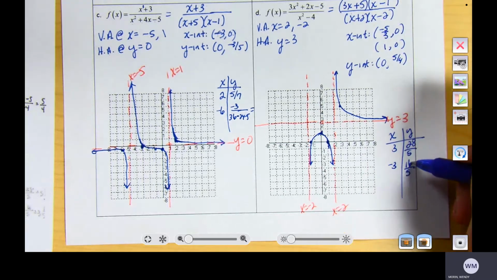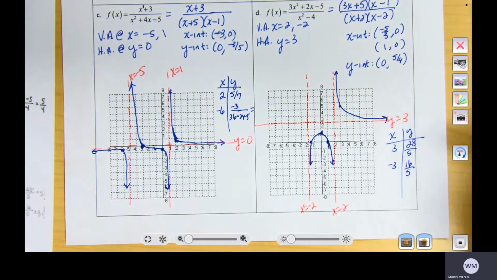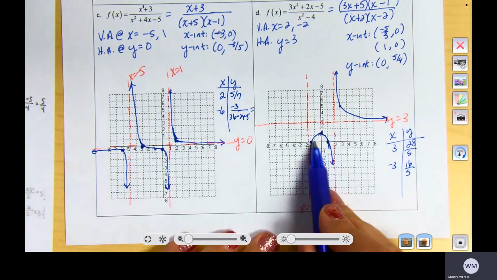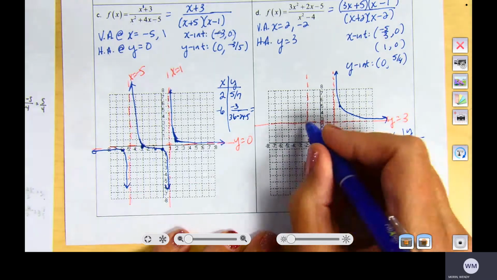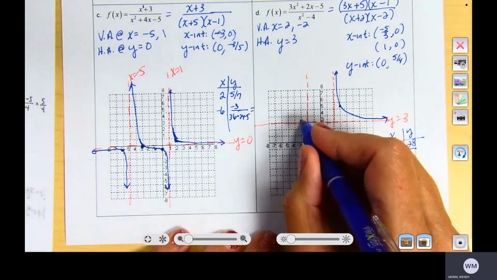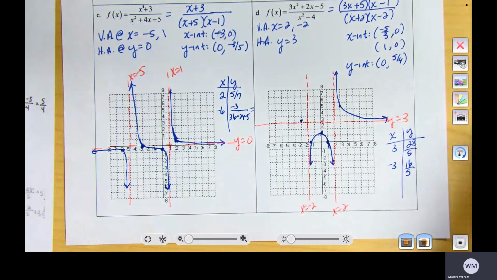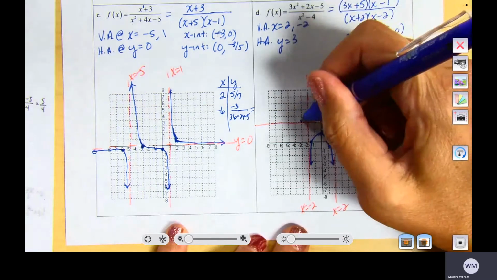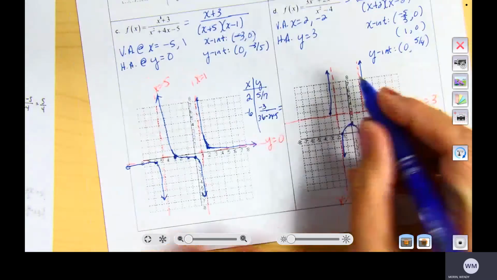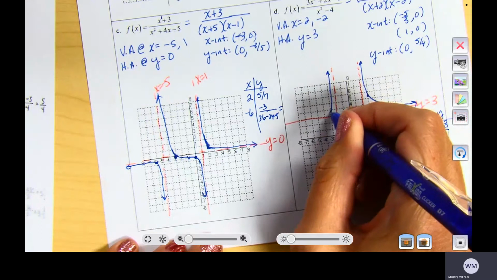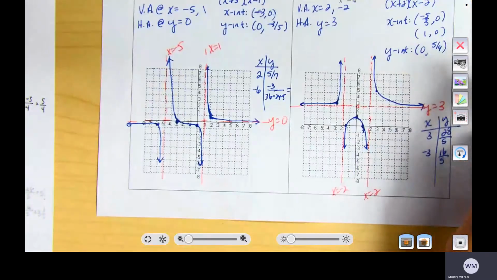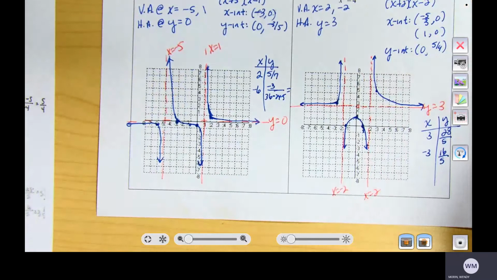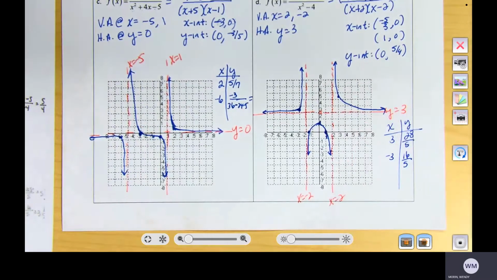So that is a little bit more than 3. 5 goes into 16 a little bit more than 3 times. So we're just estimating, at -3, a little bit more than 3. So right around there, we know that point. And again, it's approaching this vertical asymptote. And as x gets smaller, it is approaching this horizontal asymptote. And there's the sketch.